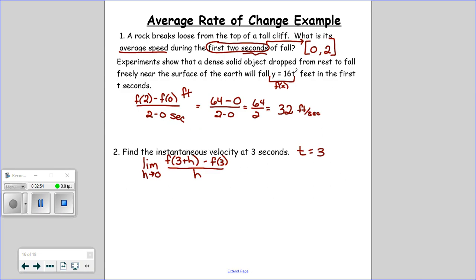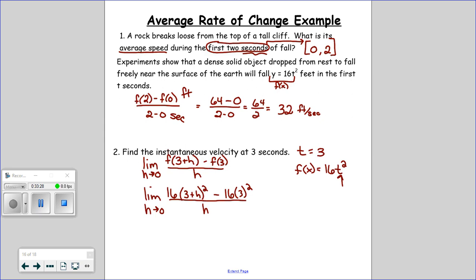So our function, remember what our function is, or f of t I should say, is 16t squared. So where there is a t, I'm plugging this in. So we're looking at 16 times 3 plus h squared minus 16 times 3 squared, over h. Are we all okay with my jump from here to here? I just used the specific function instead of the notation f of x, right?